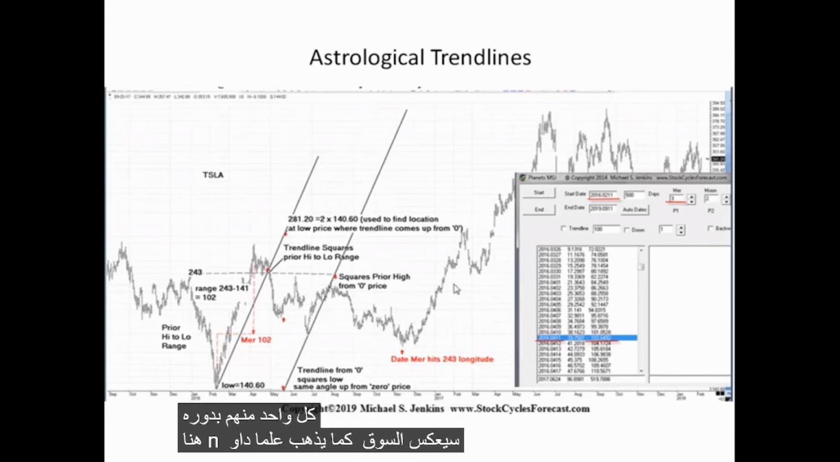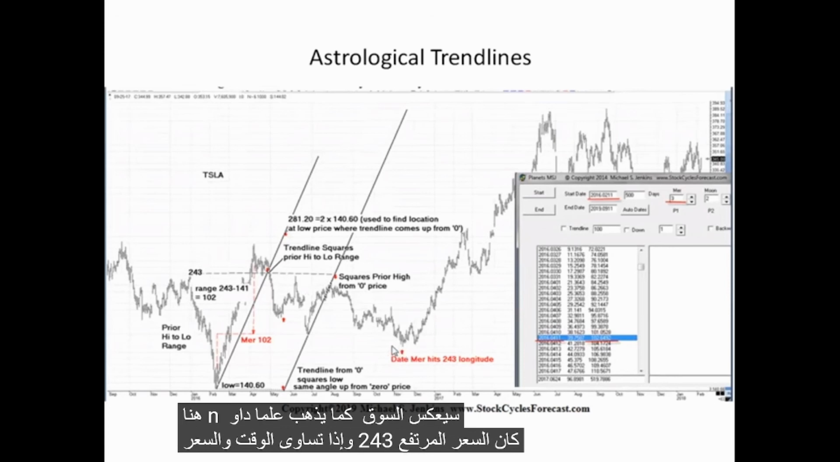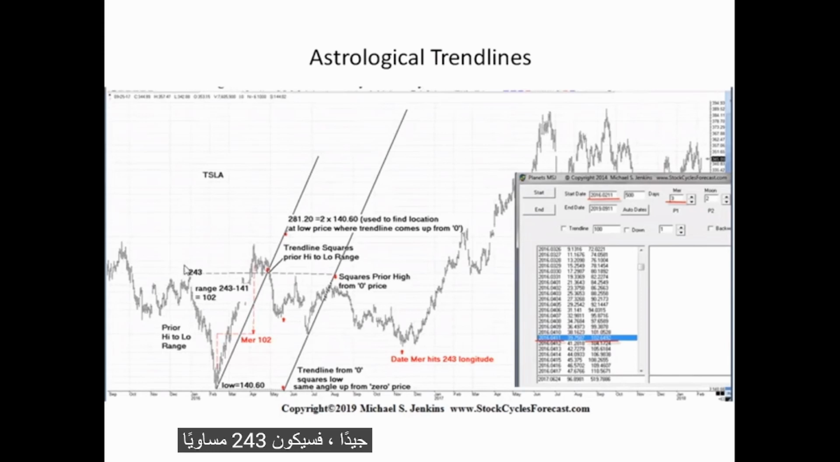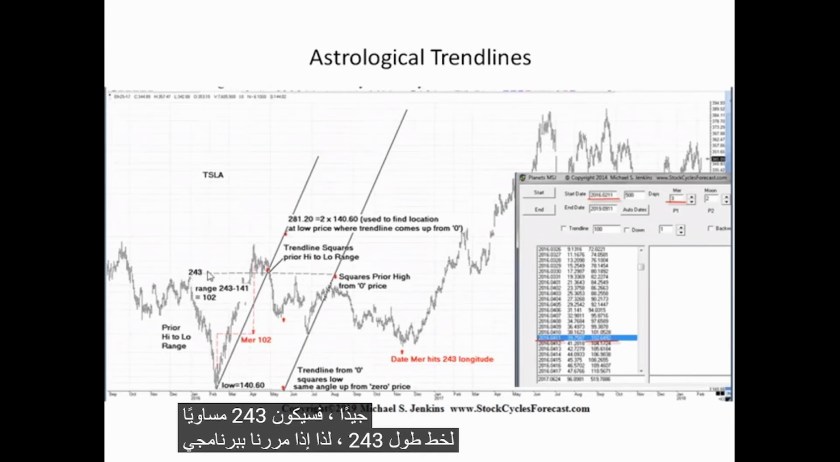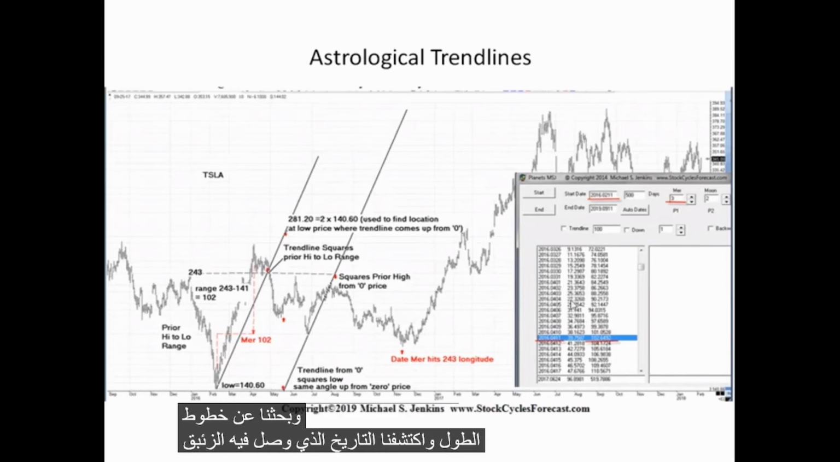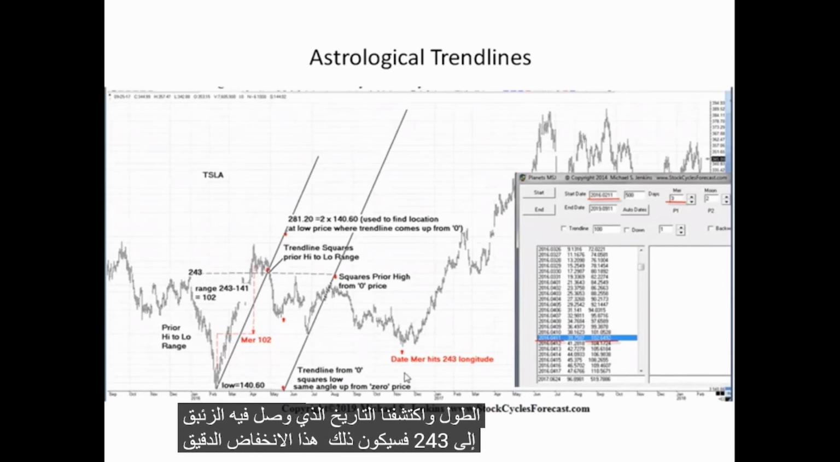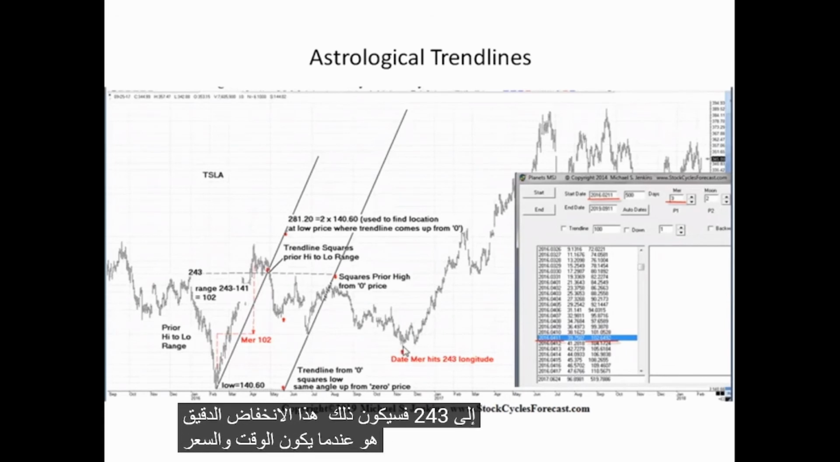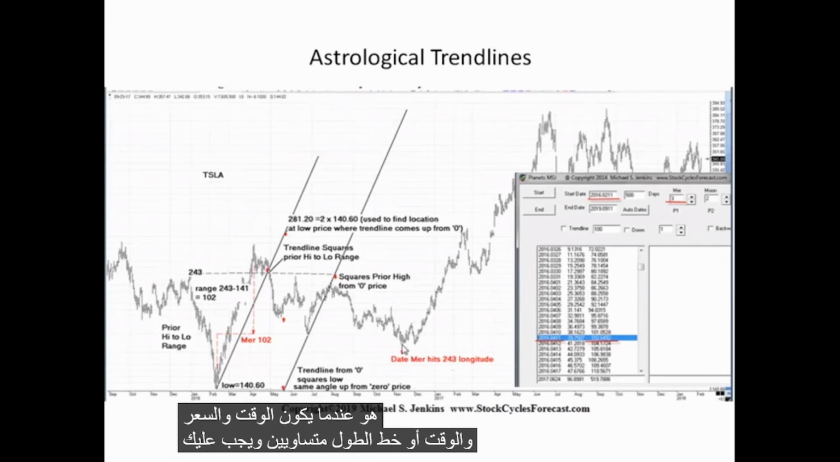Note too down here, the high price was 243, and if time and price are equal, well, the 243 would be equal to a longitude of 243. So if we went through my program and looked up the longitudes and we found out the date when Mercury hit 243, it would be this exact low. That is when the time and the price and the time or longitude were equal, and you must reverse.